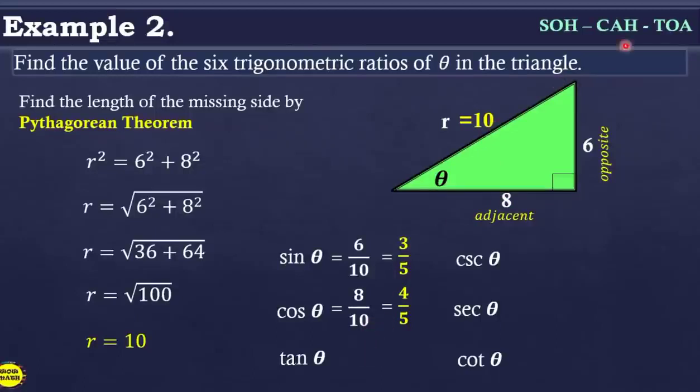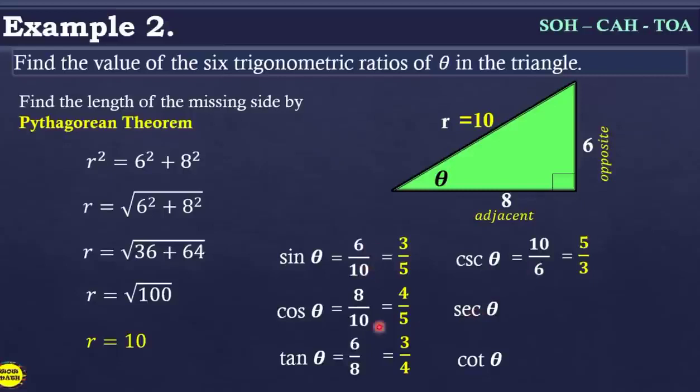For tangent, that is opposite over adjacent. So, from here, opposite 6 over adjacent. So, 6 over 8, get the lowest term, that is 3/4. And then, madali na po ito. Ito po ay reciprocal lang po nito. So, your cosecant is 5 over 3. 10 over 6. So, lowest term is 5 over 3.